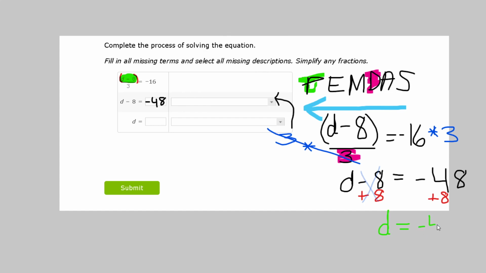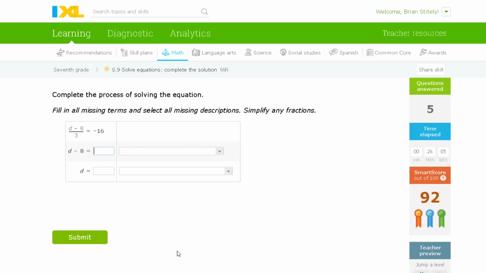And so this is what I mean when you don't want to get these negatives wrong, because if you did all this work up to here, you don't want to get it wrong just from that step. So this is D is equal to negative 40. Let's try it out. Negative 48, negative 40.